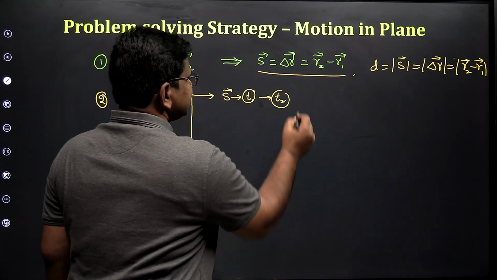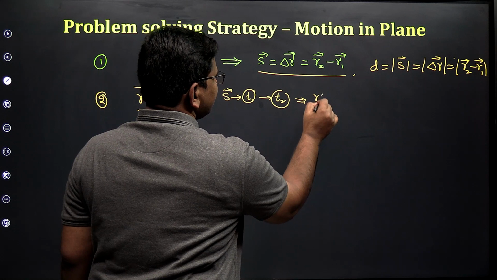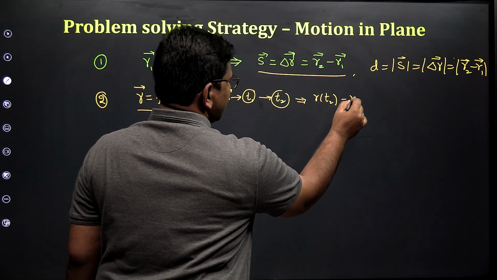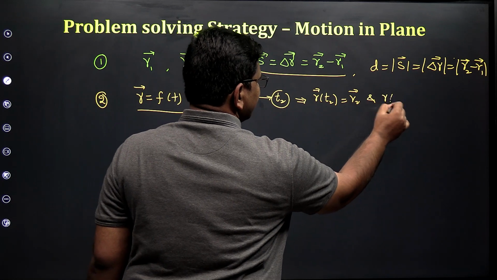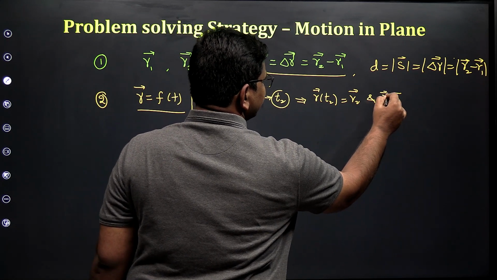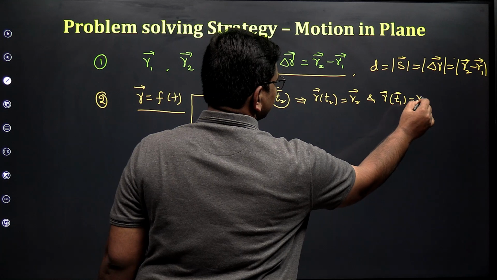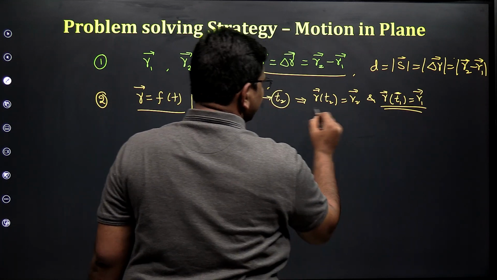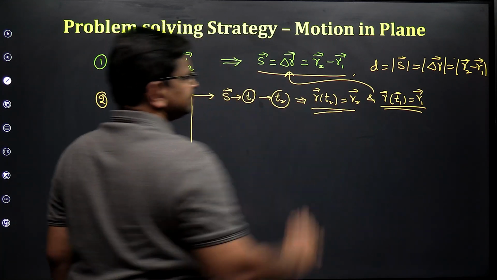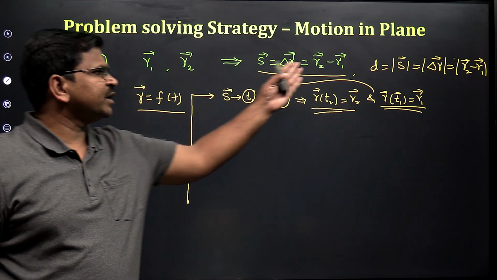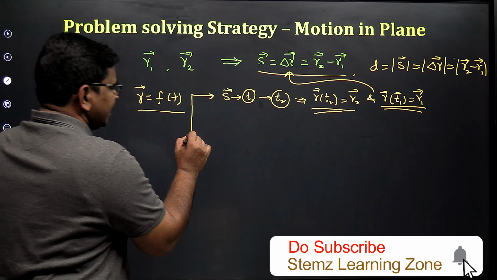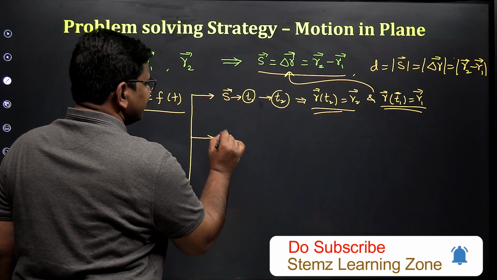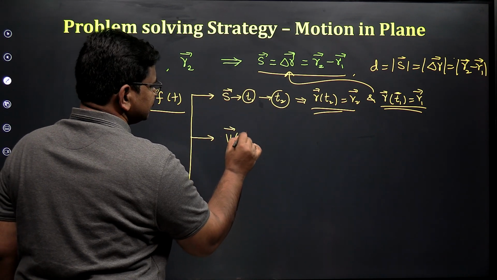So in this case, R of T2 is R2, and R of T1 is your R1. And after getting R1 and R2, you can solve by using the first model. And the next kind of question is velocity v at any time t.